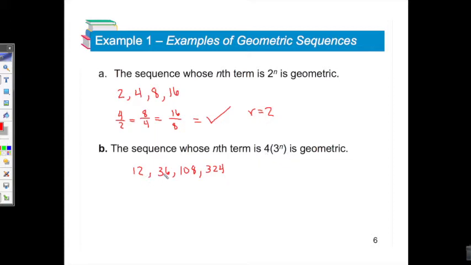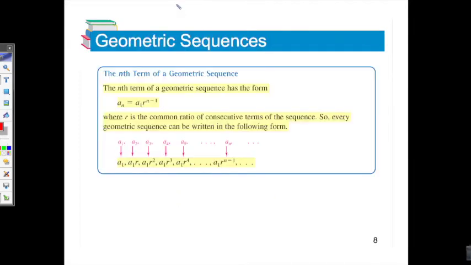Alrighty, let's check this out. 36 over 12. Is that the same thing as 108 over 36? Is that the same thing as 324 over 108? Well, let's check it out. 12 goes into 36 3 times. 36 goes into 108 3 times. 108 goes into 324 3 times. They all have a common ratio of 3, r. Fantastic. That also is a geometric sequence.